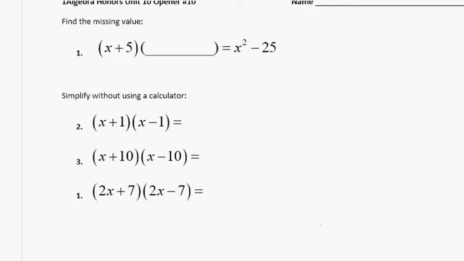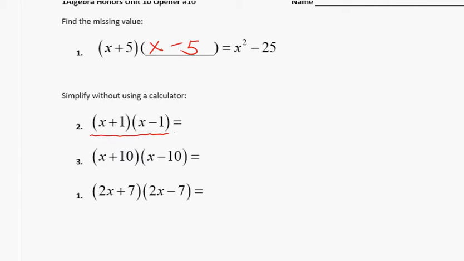In opener 10, we're doing a similar thing to the last two, but now we're trying to recognize patterns going backwards. So again, to form the x squared, we need an x in front. We need to get a negative 25 in back while not having a middle term. So that means minus 5. Again, x plus 5, x minus 5 gives me the difference of two squares, that being 5 squared and x squared. So likewise, you should start to recognize the pattern.